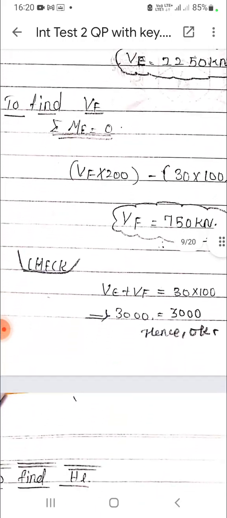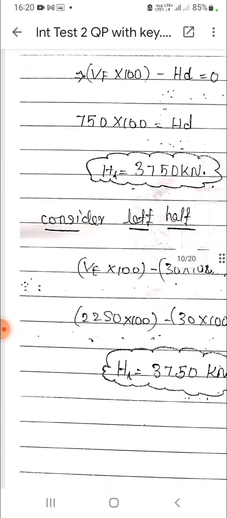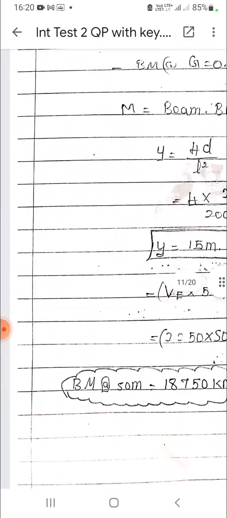Then C, V, E, V, F, then H she has found out. She has considered both right half and left half. She has done very nicely. So go through the paper, it will be very useful.